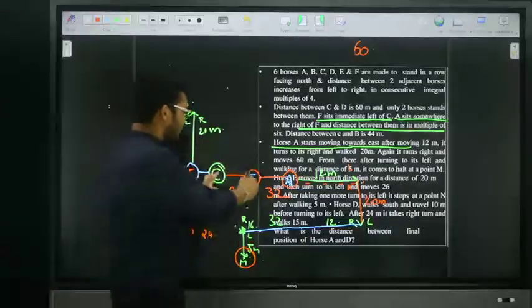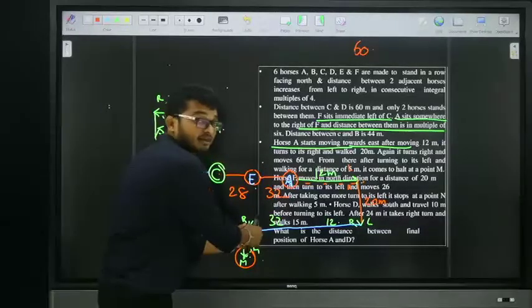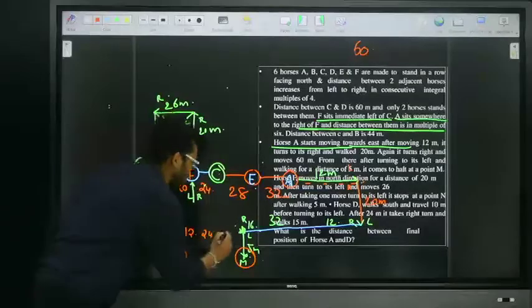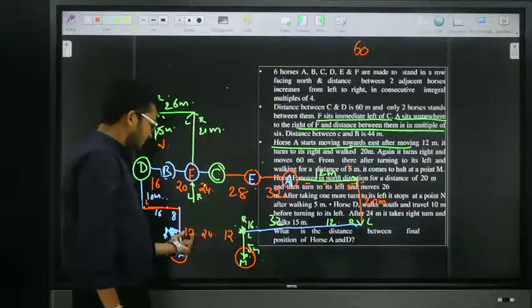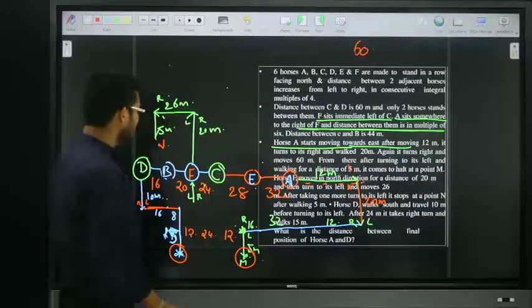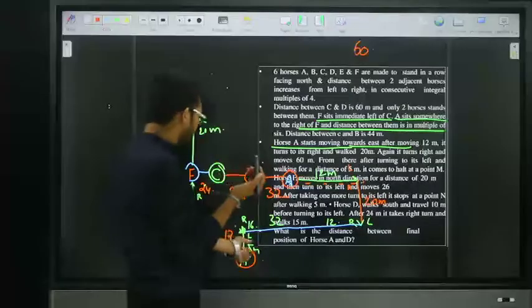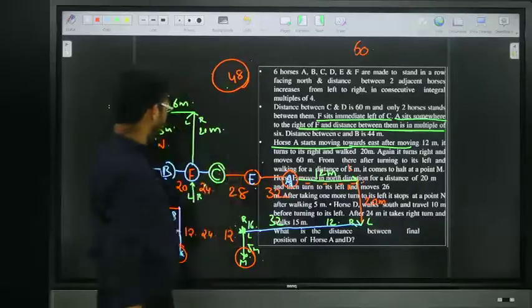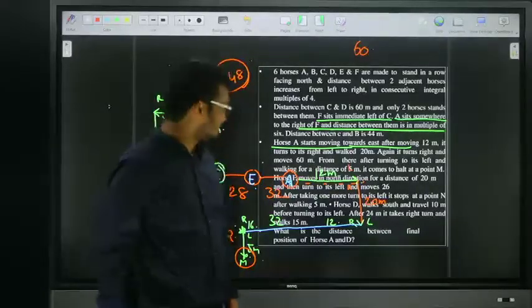Friends, here C to A, the total is 28. But already 16 is completed, so the remaining is 12. Here 24, next the total is 48. That means the distance between the final positions of C and D A is 48. Friends, this is the answer for the given question.